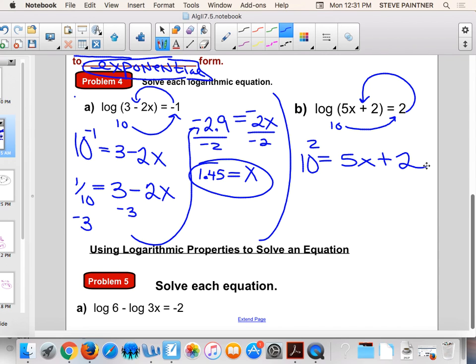Okay, are you that far? Take the base 10, raise it to the second power. 10 squared equals 5x plus 2. 10 squared is what? 100. 100 equals 5x plus 2.